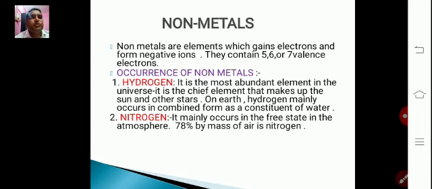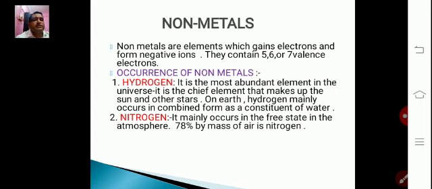Of the 92 naturally occurring elements, 22 elements are non-metals. Out of these, 10 non-metals are solid and one non-metal, bromine, is a liquid, whereas the remaining 11 non-metals are gases.